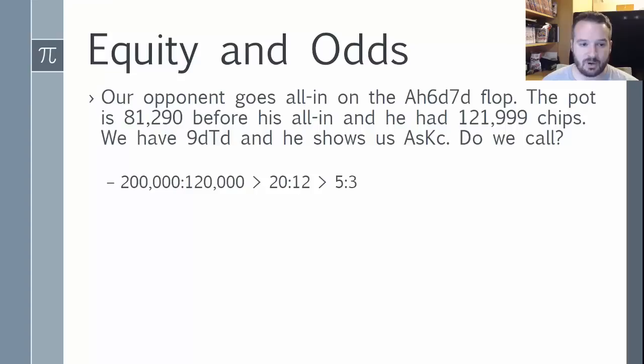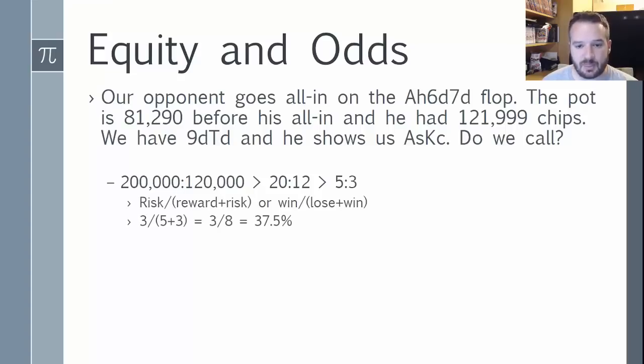Or actually, if you want to be 100% correct, it's reward to risk. But when we do the equation that I talked about, risk divided by reward plus risk, or how often we need to win divided by how often we can lose plus how often we need to win, we get the fraction 3/8, which is we need to win 37.5% of the time in order for the call to be break even.